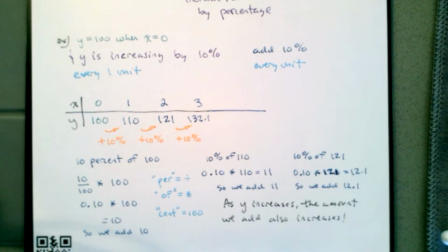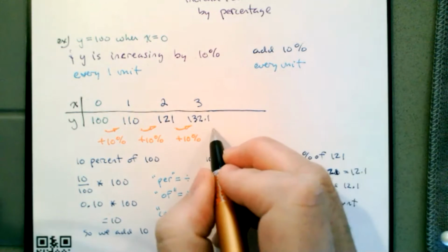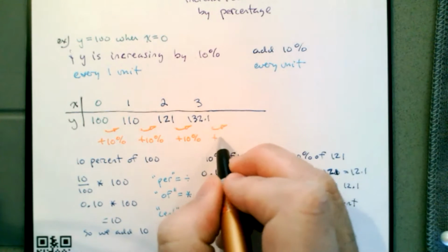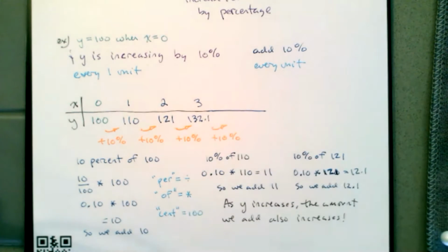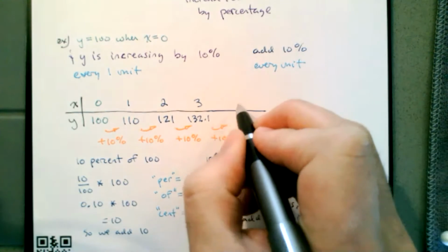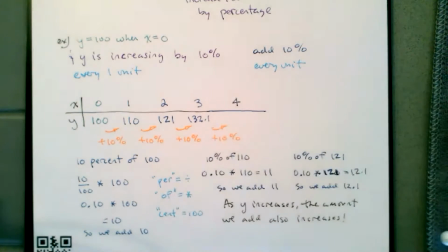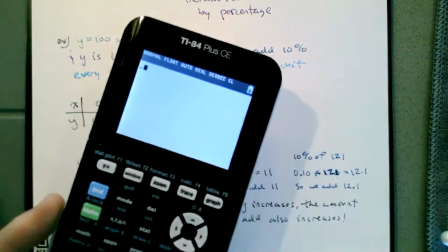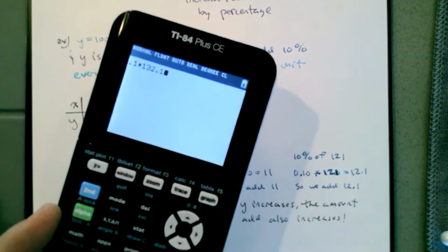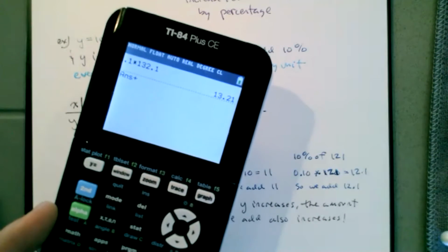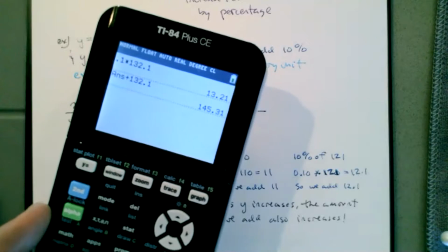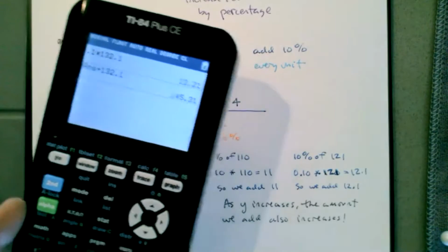So if we want to add 10% of 132.1 to get what's going on in the fourth step, we need 10% of 132.1. So we need 10% of 132.1, and then we'll add that to the 132.1, 145.31.